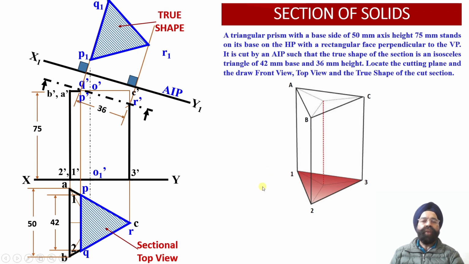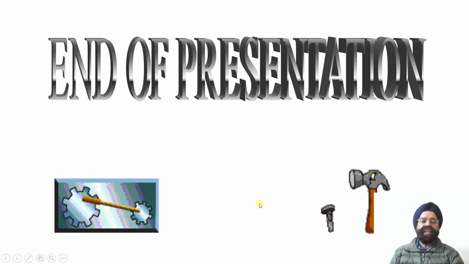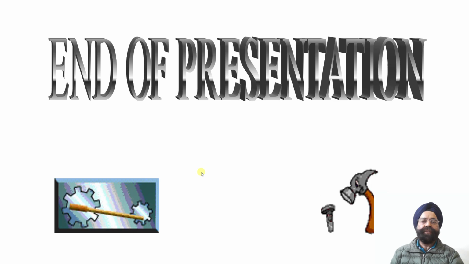So this is all for today. I hope that through this discussion you would have understood how we obtain the sectional front view projections, the sectional top view projections, and the true shape of the cut section using the auxiliary plane method. I hope you would have understood the procedure to evaluate the sectional front view, top view, and true shape of the cut section of the solid.